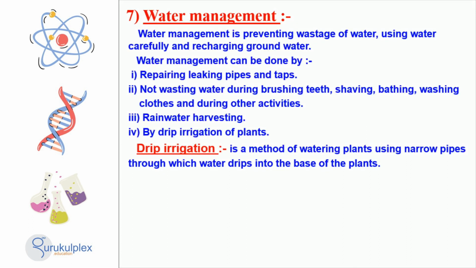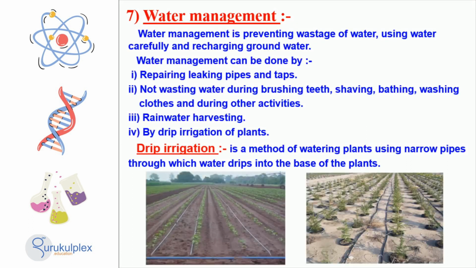To ensure water is used responsibly, we ought to implement water management. This can be done by repairing leaking pipes and taps, avoiding wastage during activities such as bathing, washing and brushing teeth, and utilizing rainwater harvesting and drip irrigation. Drip irrigation specifically is a technique of watering plants via narrow pipes, with water slowly dripping at the base, allowing for effective and efficient water use. Every action counts and every drop matters. Let us do our part in managing water responsibly.